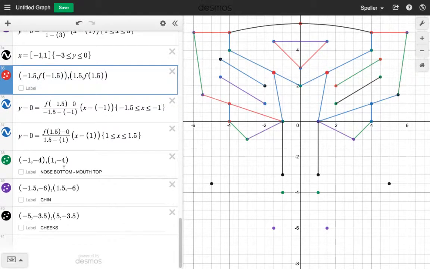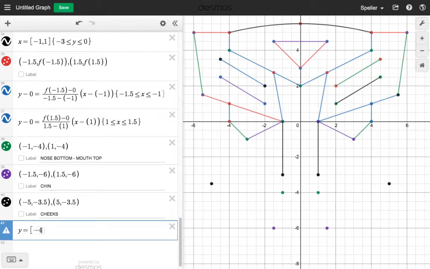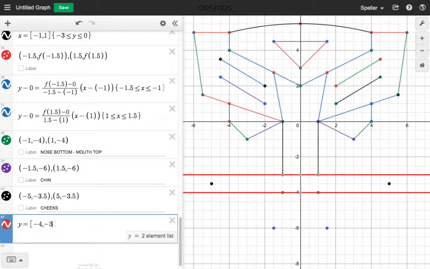All right, but let's start to begin working on the bottom of the nose and the top of the mouth. So we want some horizontal lines here, and let's take a look at these points. We see that we have y values of -3 and we have y values of -4. So we're going to create a list with -4 and then -3. Again, these are horizontal lines, so these need to be y equals problems. So whoops, let's make this lowercase. So y equals, we want -4 and we want -3. So there are our horizontal lines.